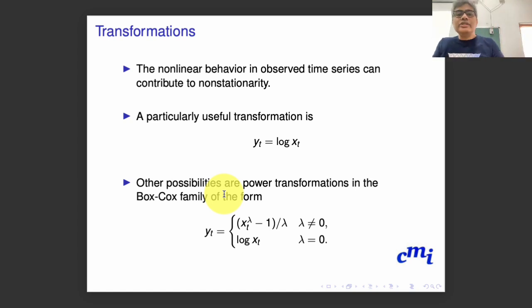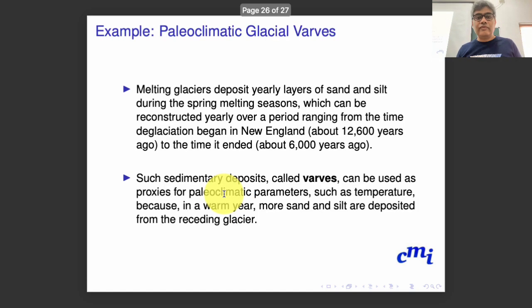Some of the transformations that you have to work on: definitely one is the log of xt, and or the Box-Cox transformation. You can try to see if that gives you a mean stationary process, or at least this kind of transformation definitely helps with variance stationarity. That for sure.